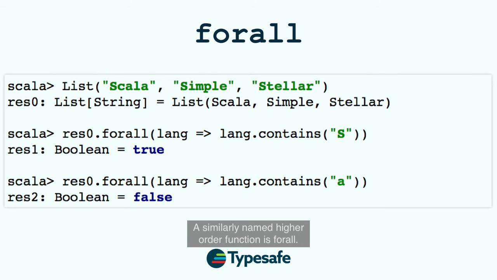A similarly named higher order function is forAll, but in this case, we're going to look at the values inside of our container and see if all of them meet that condition. Again, this one takes a predicate, much like filter did. If I have a list of values, in this case Scala, Simple, and Stellar, and I say forAll, do all of the values inside of this contain the capital letter S? I get a result of true. If I provide a value that is not in every one of these strings, I return false.